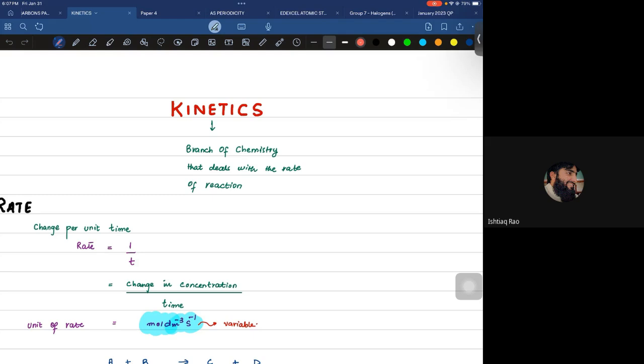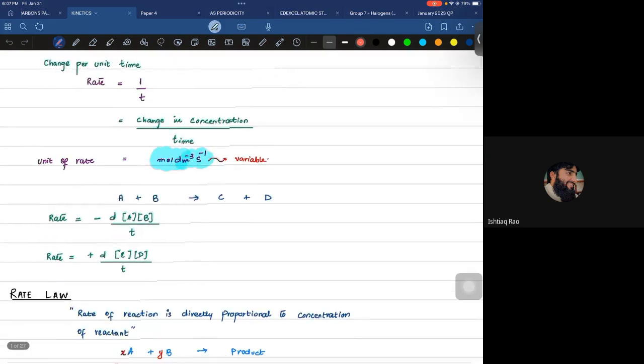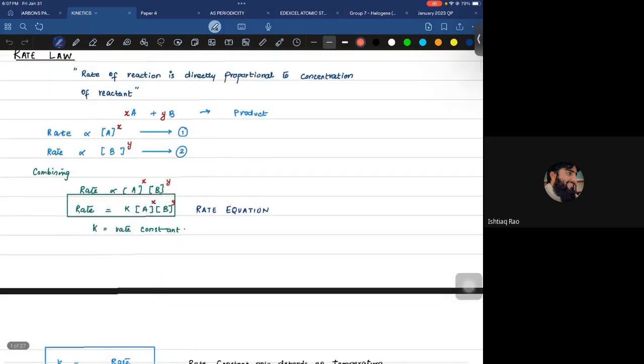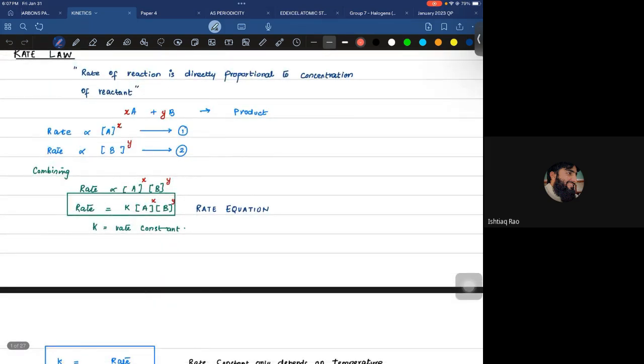Another portion, we would be writing down the reaction mechanism, and also different graphs. So see this. This is called the rate equation.